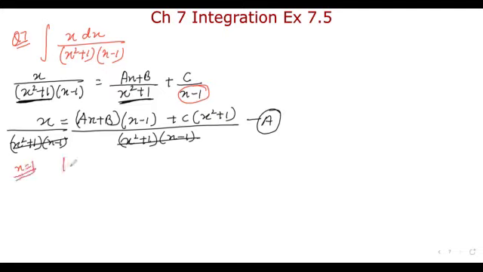If I put x is equals to 1 in equation A, this is 1. If I put x is equals to 1, it will be 0. Drop it. C into 1 plus 1, it will be 2. So I get value of C as half.